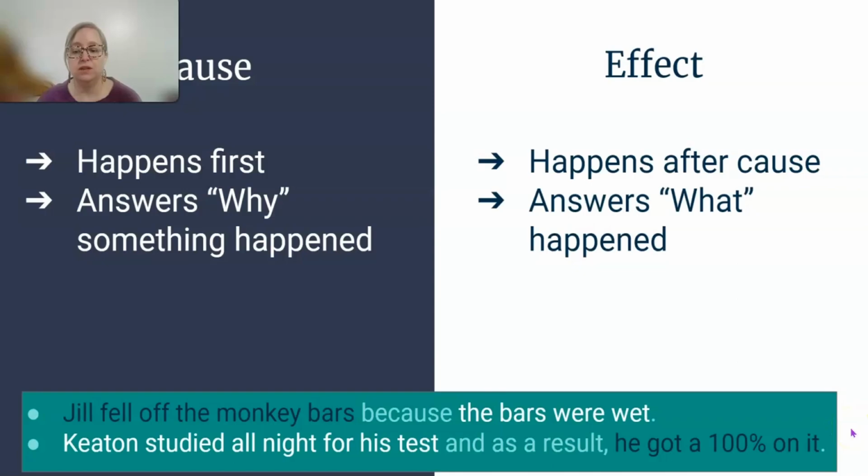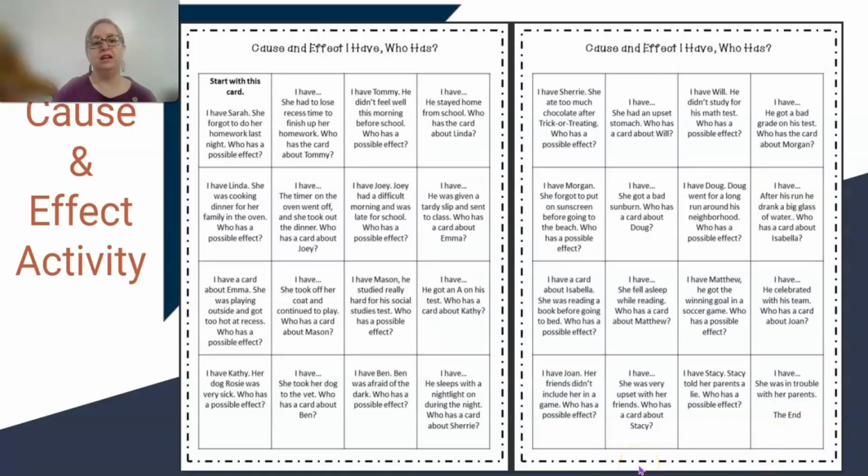And what we're going to be doing is an activity called I Have, Who Has. And these are some of the cards. I have some printed out, and I have them cut apart so that we can all have one. We are going to start with the card that says start first. Let me read the first one, and then the second person would come up with the effect of what is going on. So I have Sarah. She forgot to do her homework last night. Who has the possible effect?